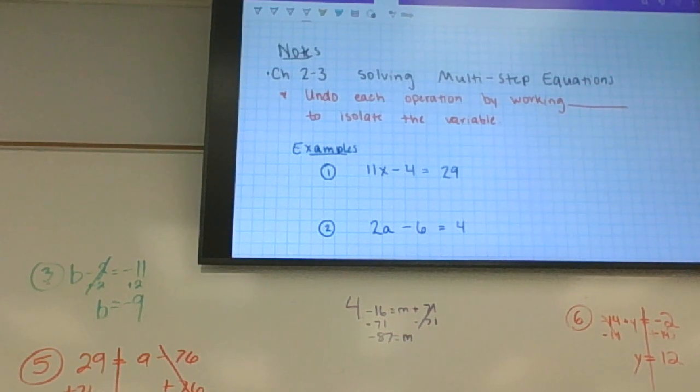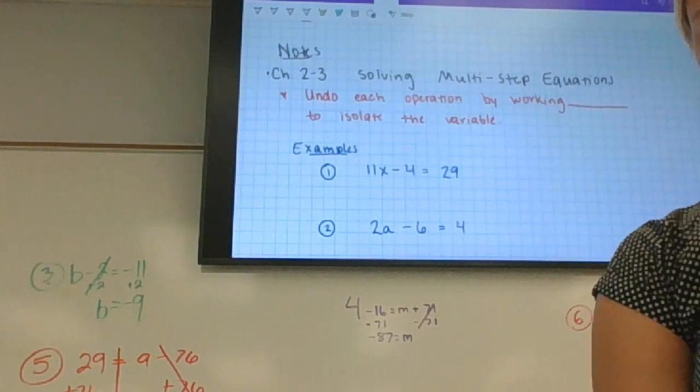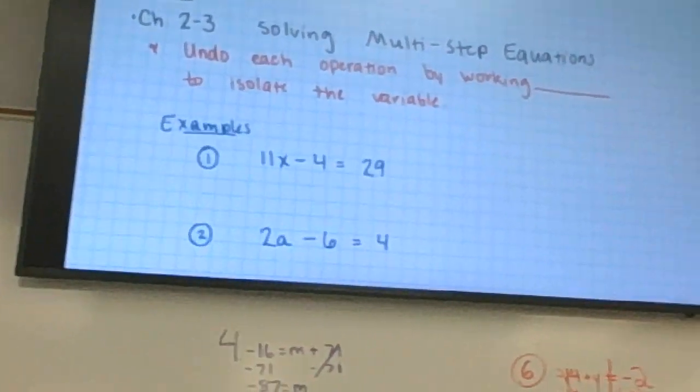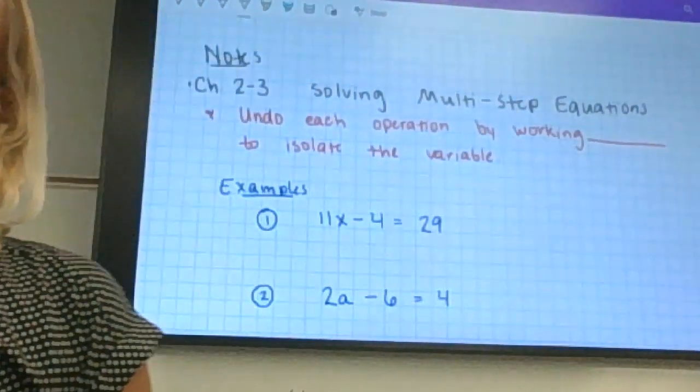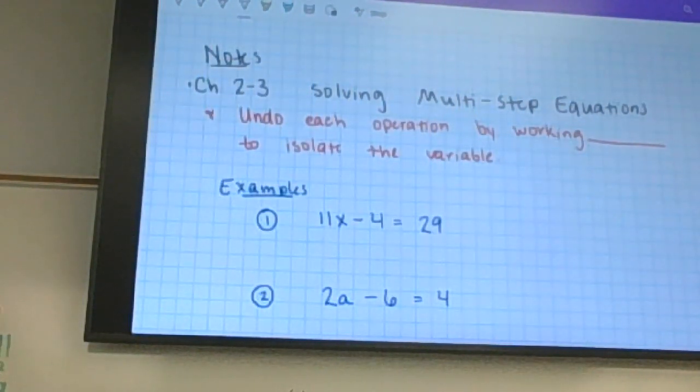So 2-3, solving multi-step equations. Undo each operation. So same goal, getting the variable alone, isolating the letter. Undo each operation by working backwards to isolate the variable. We're going to work carefully. We're going to work backwards.